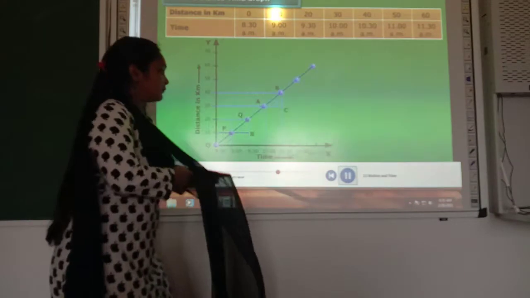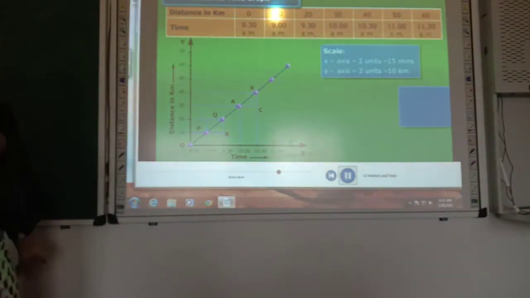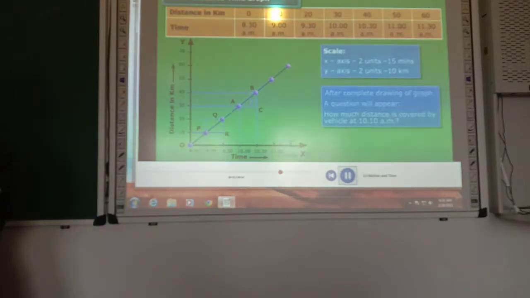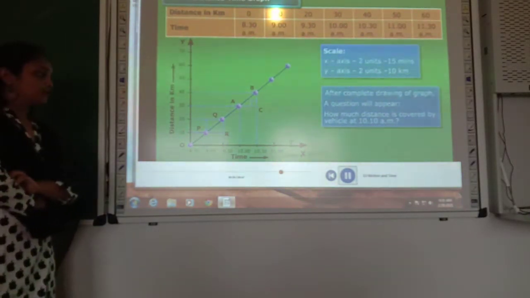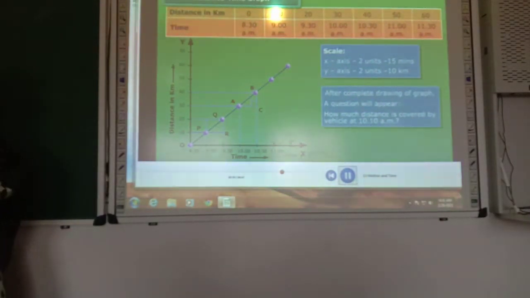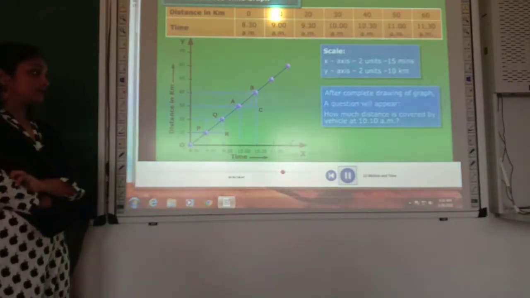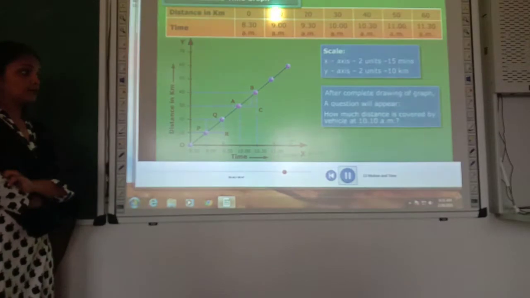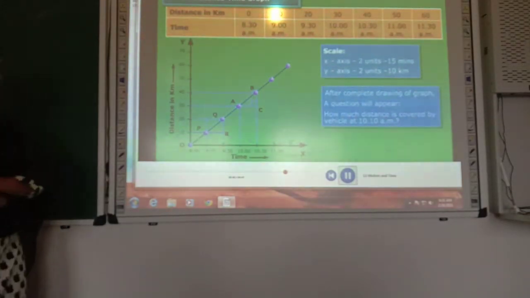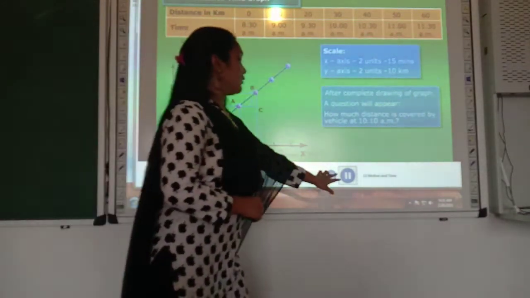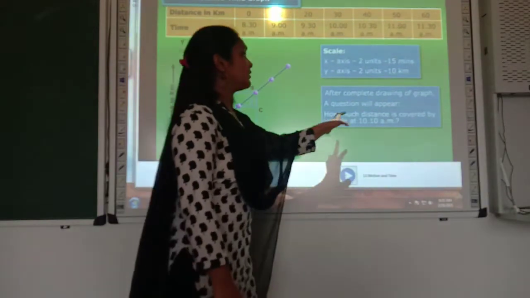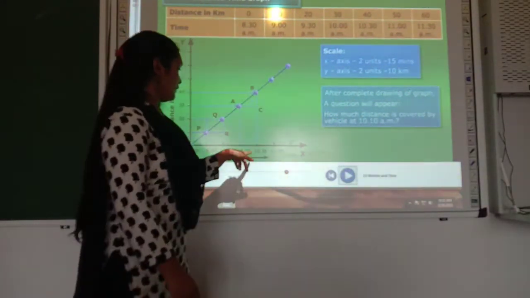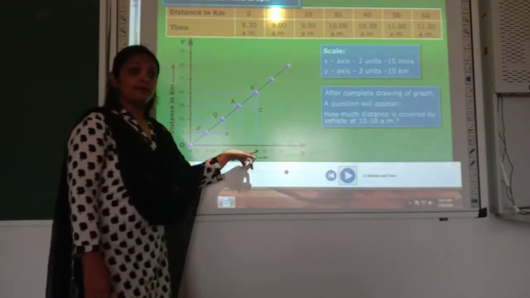Okay. Now plot the points on the graph paper, each point representing a specific combination of distance and time values. Join all the points on the graph to get a linear distance-time graph, which shows that the vehicle is moving at a constant speed. From this graph, we can calculate the distance covered. Now you can see how much distance is covered by the vehicle at 10:10 a.m. 10:30 is there. 10:10 a.m.